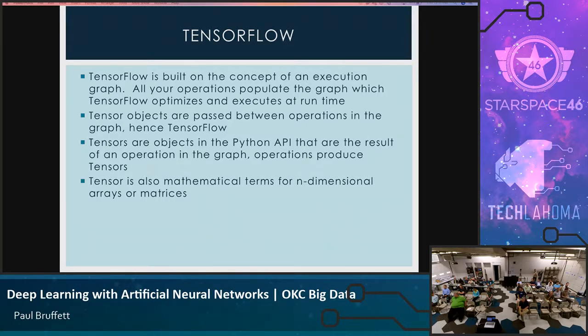Tensor objects are passed between the operations in the graph, hence TensorFlow. Tensors are multidimensional matrices. It's a proper noun for an object in TensorFlow, but it's named that because matrices are passed between the operators in the graph. Tensors are objects in the Python API that are the result of an operation in the graph. Operations produce tensors. Tensor is a mathematical term for an n-dimensional array. That makes it a little confusing when you're talking to folks about TensorFlow, because you've got a lowercase tensor, which is a mathematical term, and an uppercase Tensor that's actually a Python API object. But that's how they relate and why it's called what it is.